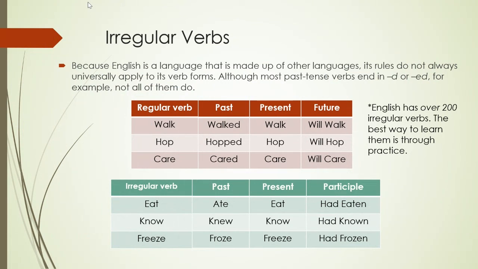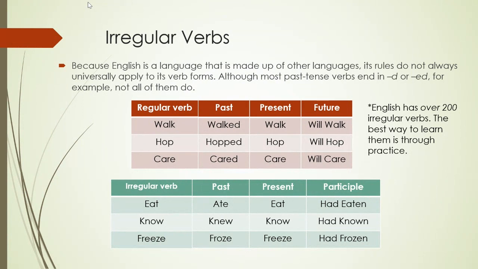Same with the regular verb hop, with the past tense being hopped, the present tense being hop, and the future tense being will hop. Another regular verb is care. The past tense of this verb would be cared, the present tense care, and the future tense will care. Notice how, for regular verbs, the past tense is the regular verb with ed at the end.